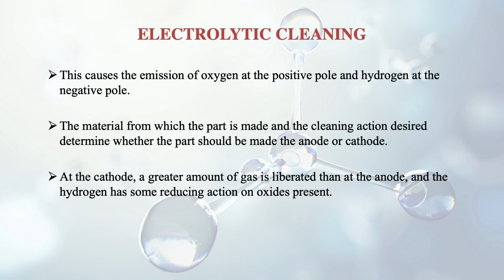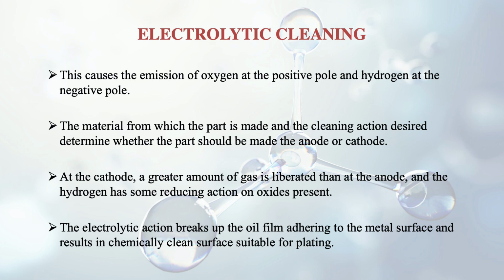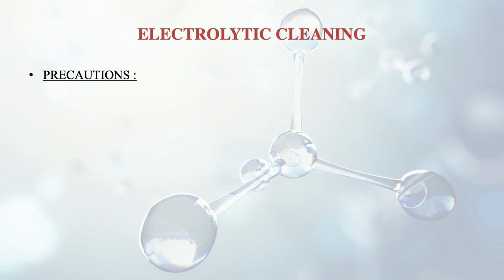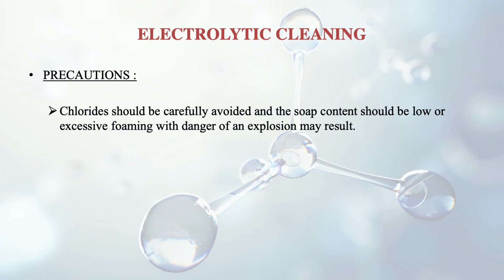Actually, at the cathode, a greater amount of gas is liberated than at the anode, and the hydrogen will have reducing action on oxides present. And the electrolytic action breaks up the oil film adhering to the metal surface, and thus results in a chemically clean surface suitable for plating. We need certain precautions in this process, like chlorides should be carefully avoided, and the soap content should be low, or excessive foaming, with danger of an explosion, may take place if we don't avoid this chloride formation. So after discussing the electrolytic cleaning process, we move on to vapor degreasing.